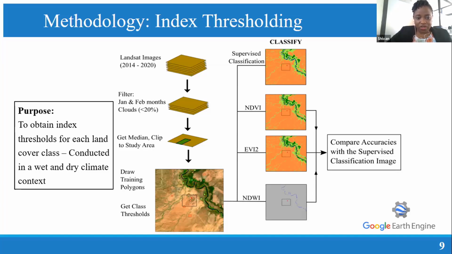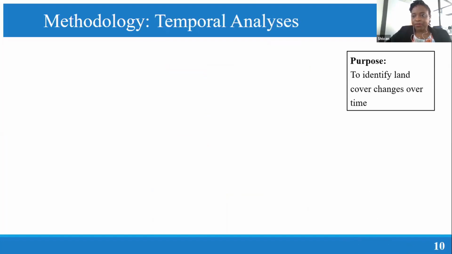And then from these training polygons, I transferred them to QGIS and obtained class thresholds. That's the range of each class. And then I computed the indices, and I also performed supervised classification. This was using a random forest classifier, because it has registered higher accuracy. With this supervised classification methodology, I hoped to compare accuracies from the indices to the image that was developed using the supervised classification methodology.